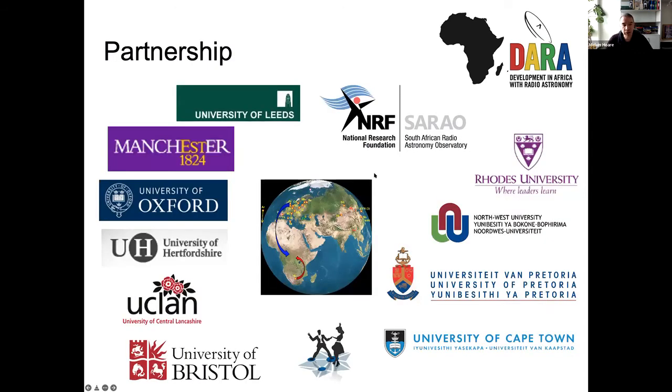Jack nicely showed the partner institutions we had in Africa. So let me just highlight the institutions that were delivering the training. We had six different universities in the UK and several different universities in South Africa, as well as the main South African partner being SARAO. And as Jack alluded to, we also had some EU funding from the so-called Jumping JIVE project as well.